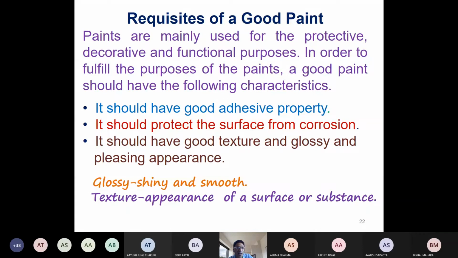It should have good adhesive property. And it should protect surface from corrosion or rusting. It should have good texture, good appearance. When you go to buy paint, you should like how it looks. It should be glossy, smooth and shiny. Black paint is usually bought less, right? It should have a good textured appearance, and glossy means shiny, smooth. Then when you see that pen, you will be pleased about that.